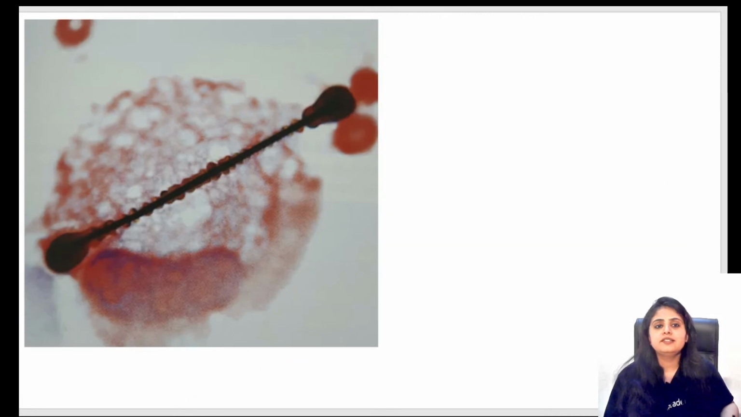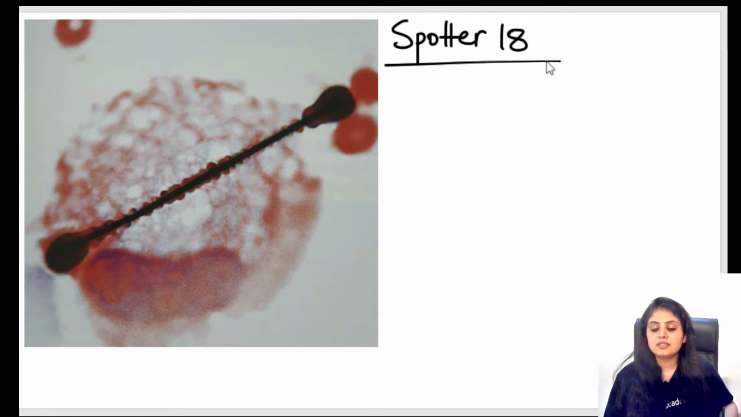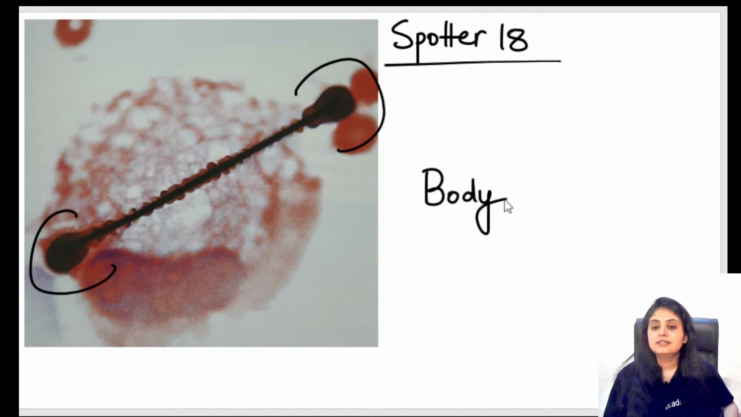Spotter number 17 done. Okay, spotter 18 is the easy one. One tough, one easy. Easiest one, just need to identify and we'll wrap it up. Nothing more that I want to teach you. Spotter 18, dumbbell shaped. What is this body? Tell me the answer and I'll go ahead. I don't wish to ask you any questions on this easy one.